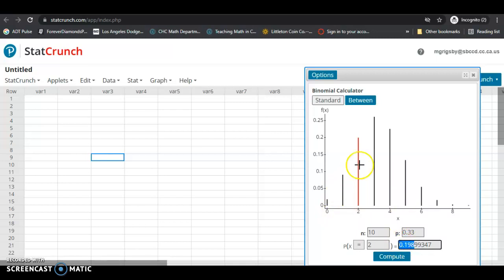Alright, and then it shows you a graph of the distribution. So the height of each bar is equal to its probability. So for example, we're finding the probability that exactly 2 out of the 10 use credit cards because of the rewards program, so it's highlighted in red. So the height of that bar is equal to its probability, so it's just underneath 0.2 or 20%. Okay, so we're going to round that to 3 decimal places. So it's 0.199 or 0.198.